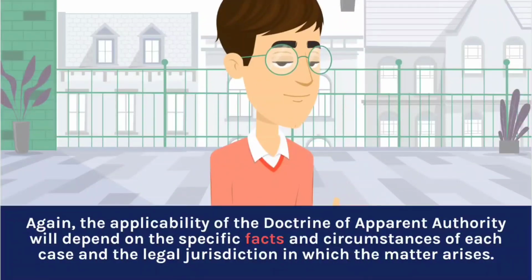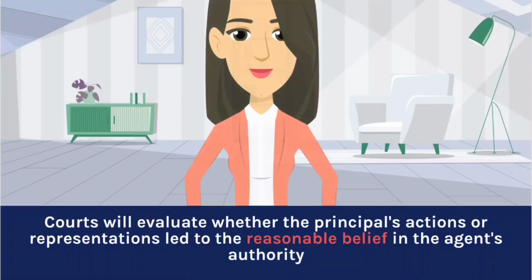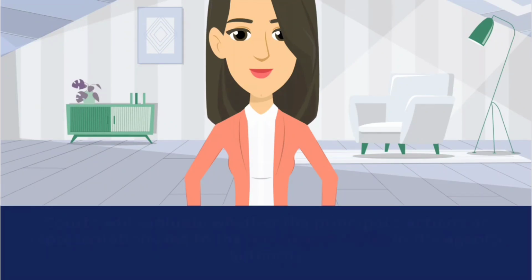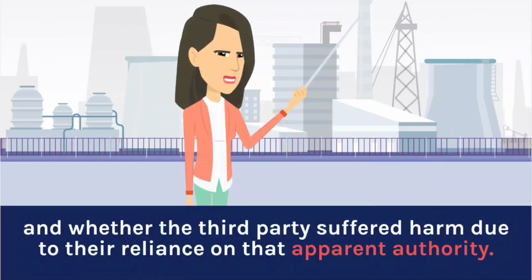Again, the applicability of the doctrine of apparent authority will depend on the specific facts and circumstances of each case and the legal jurisdiction in which the matter arises. Courts will evaluate whether the principal's actions or representations led to the reasonable belief in the agent's authority, and whether the third party suffered harm due to their reliance on that apparent authority.